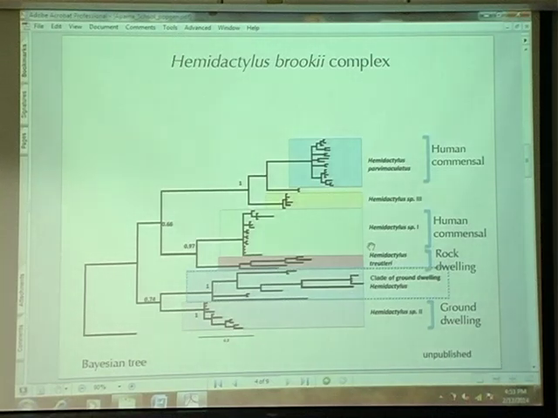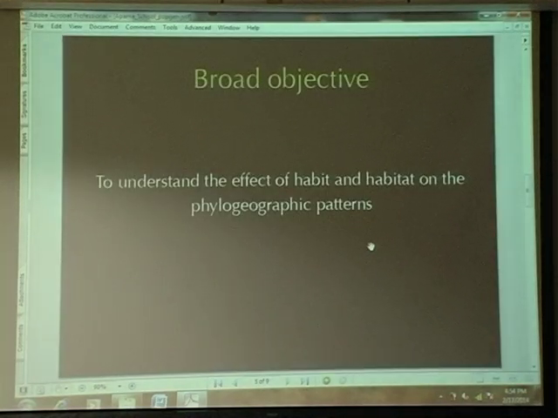And what is more interesting is each of these have very different habitat specificities. So two of these clades, which are putative species, are human commensals. One is a rock-dwelling gecko, and one is a ground-dwelling gecko. So this is even more interesting in the context of the landscape that you find them in.